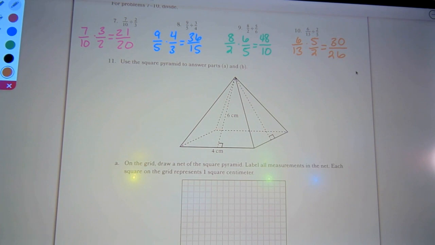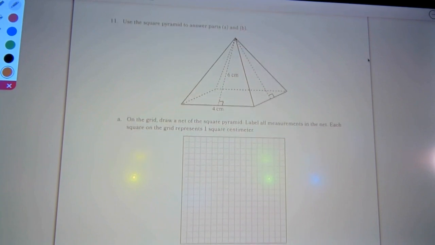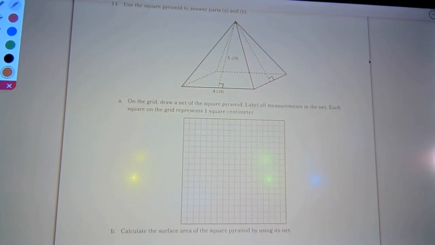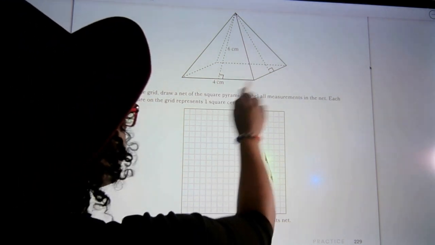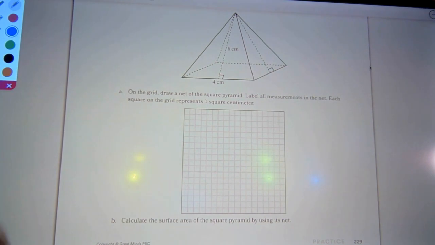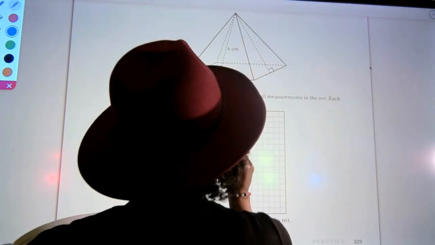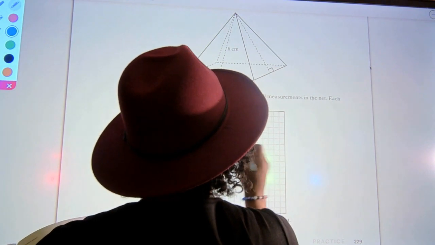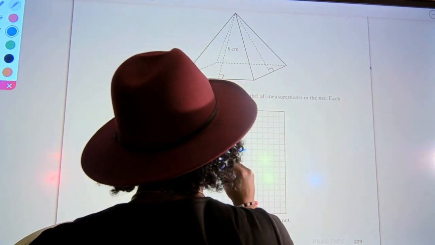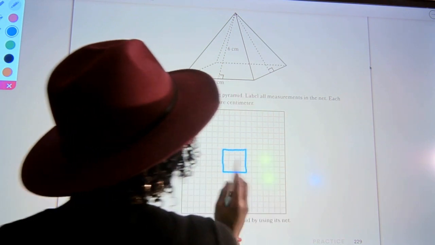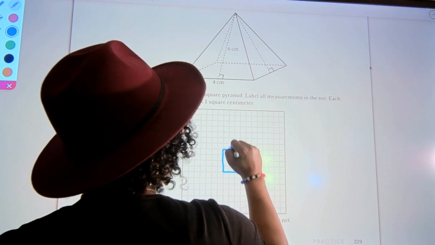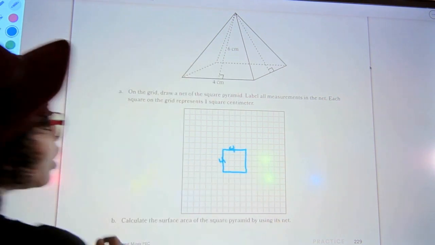Okay, number 11. I'm going to clear this and scroll down so I can see the rest of it. Use the square pyramid to answer parts A and B. On the grid, draw a net of the square pyramid. Label all measurements in the net. So we see the square pyramid, it has a side of 4. We know that all squares have the exact same size, so I'm going to come right here and draw a 4 by 4 square. Okay, so I have my 4 by 4 square. I'm going to label 4 and 4 centimeters.